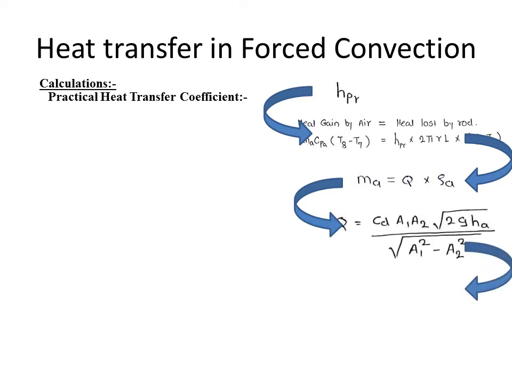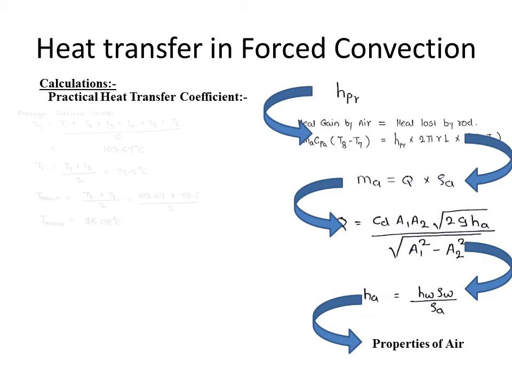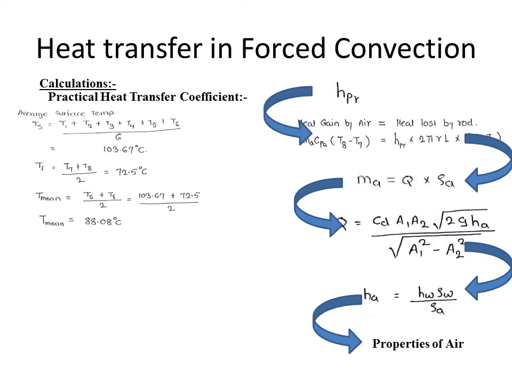To calculate the discharge, again we are using the orifice meter. But while calculating the discharge, we require the head of air. The head of air we can calculate with the help of the manometric reading. But for the properties used to calculate the head of air and the mass of air, we require the properties of air. All those properties we get at the mean film temperature. So we are going to calculate the mean film temperature first.